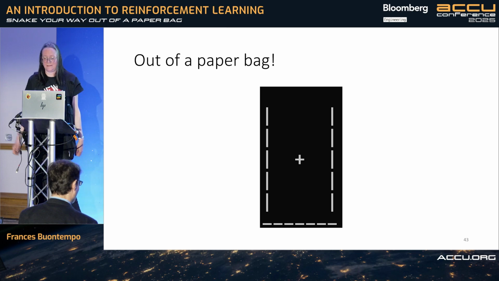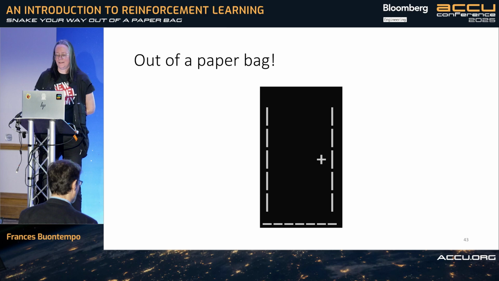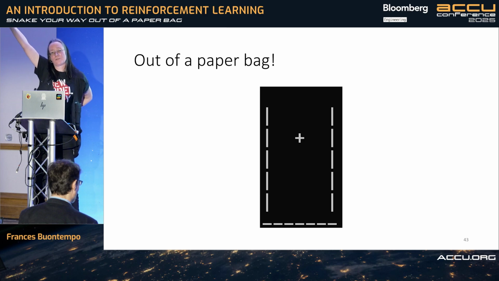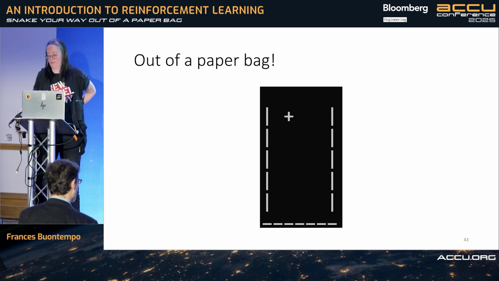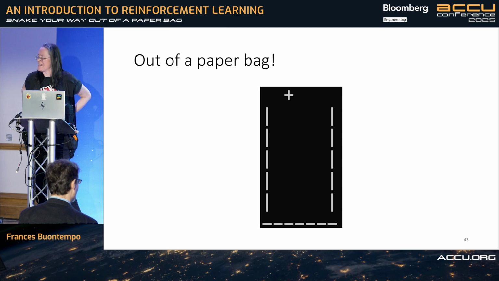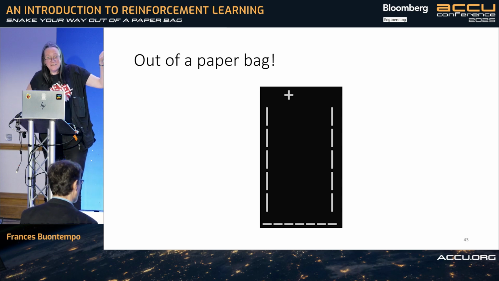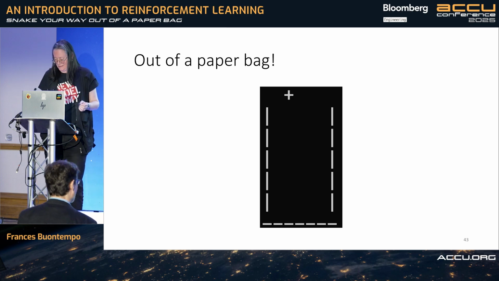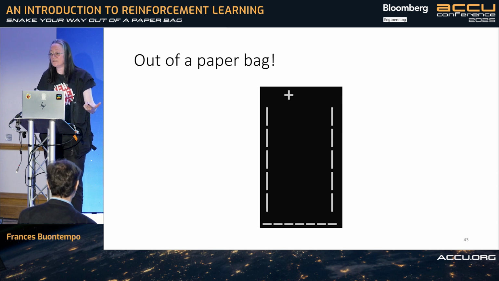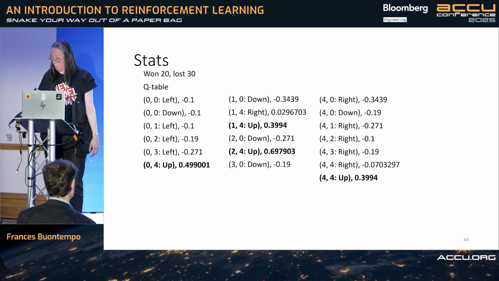2D. Shaping up to look like snake. It's going to get a reward if it gets out the top of the paper bag, of course. If it crashes into the bag, no points, in fact, minus points. And I have made a very small snake go out of a paper bag. But again, it learnt to do that just from a map and some random selections.